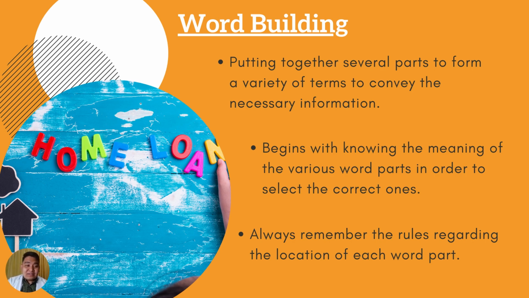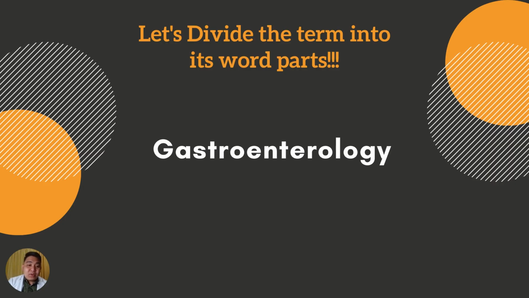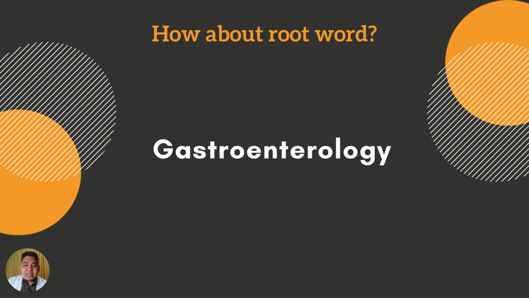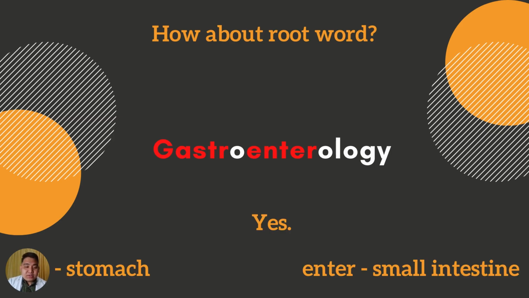So how are we going to build a word? Let's divide the term into its word parts. We can see a medical term here, gastroenterology. Does the term gastroenterology have a prefix? The answer is none. Next, how about the root word? What is the root word from this word? We have two root words, gast and enter. Gast means stomach and enter means small intestine. With just a little push, we will know the meaning of the word gastroenterology.